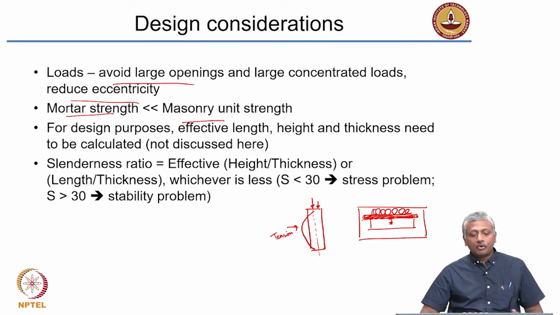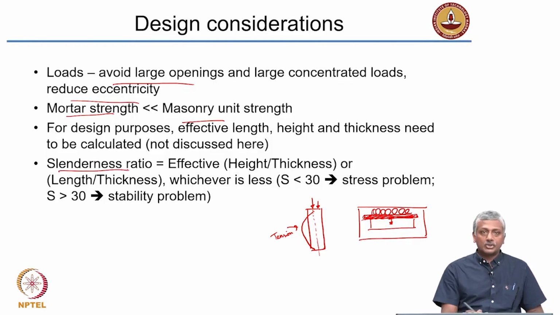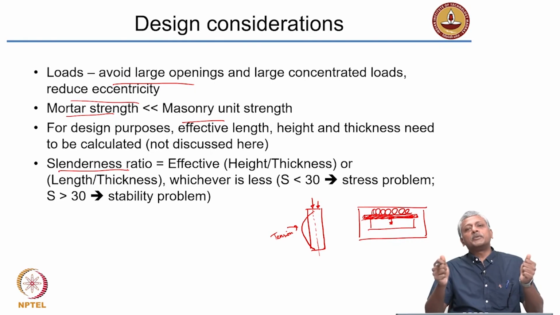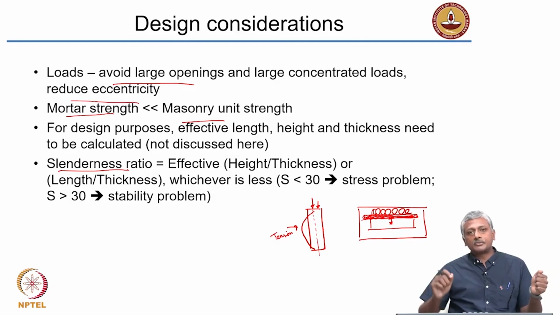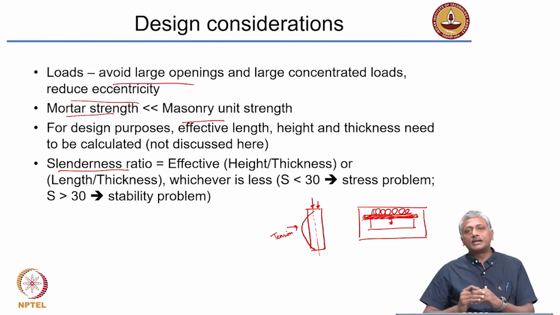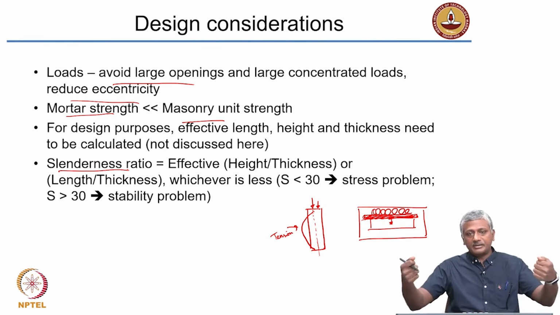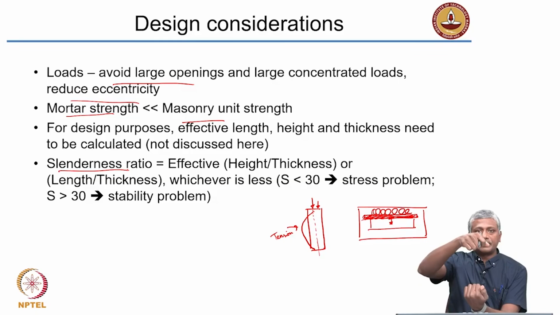Okay, and for design purposes, generally what we do is we calculate the effective length, height and thickness and calculate what is called the slenderness ratio. So, if you think of a wall like a paper, right, you stretch the paper along the length, the length divided by the thickness of the paper is the slenderness ratio in the length direction. The height divided by the thickness of the paper is the slenderness ratio in the vertical direction. So, a paper can be bent in this way or this way, right.